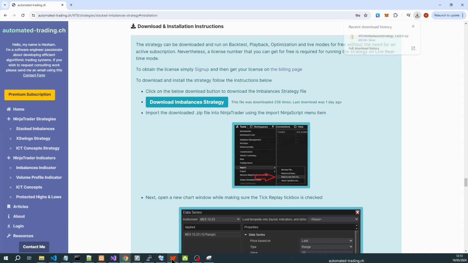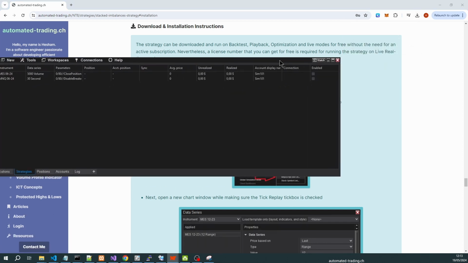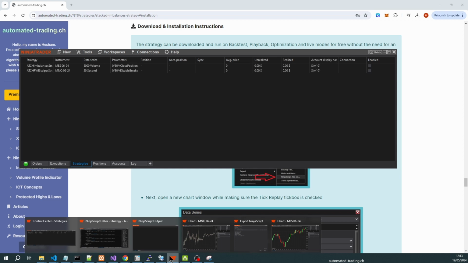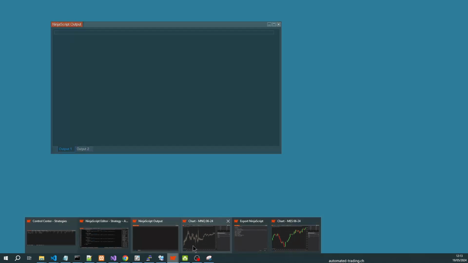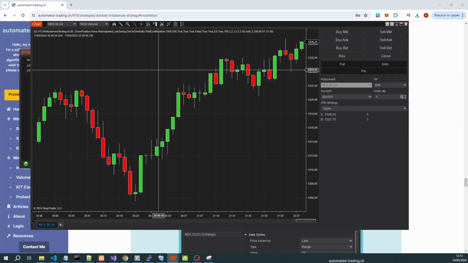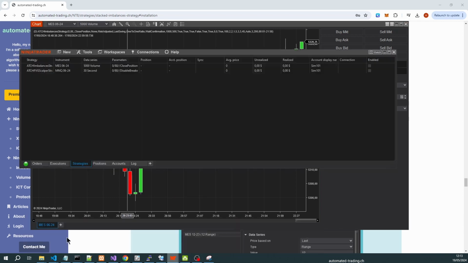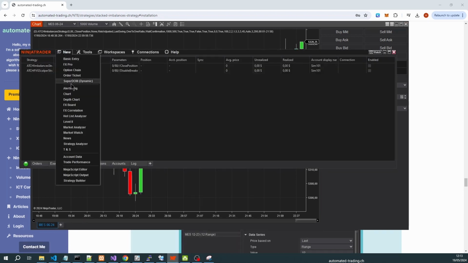And then from there you can go to NinjaTrader and click on Tools, Import, NinjaScript Add-on, and you select the zip file that you downloaded. And from there you should see a success message saying that the file was installed. And from there you can open a new chart.